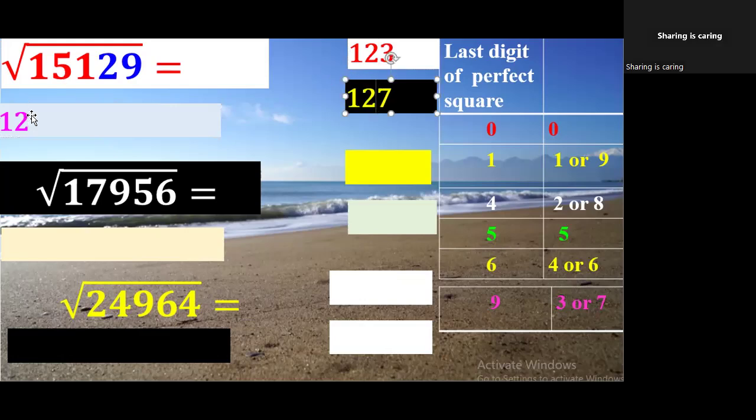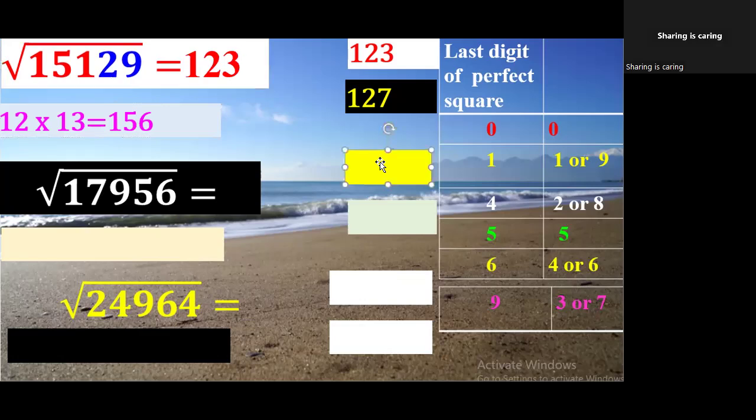The next step, I will multiply 12 by the next number. The next number is what? 13. Am I right? 12 times 13 will be what? 156. Now compare. 151 is less than 156. Therefore, you will take the smaller number, which is equal to what? 123. Let me show you now again.